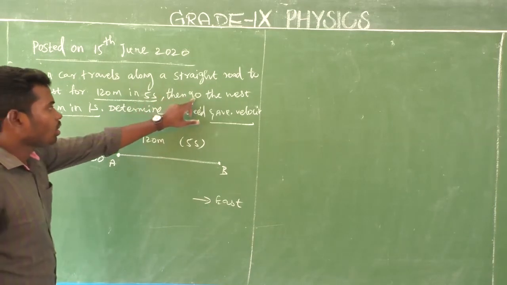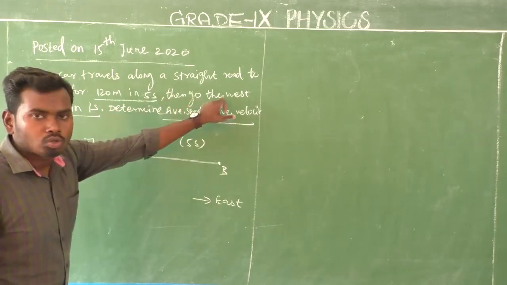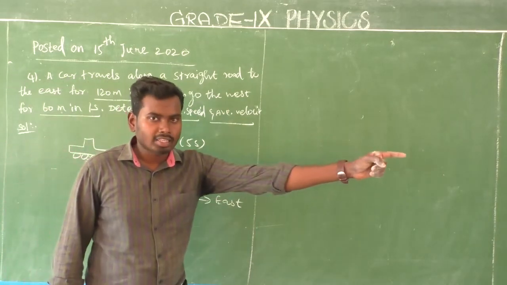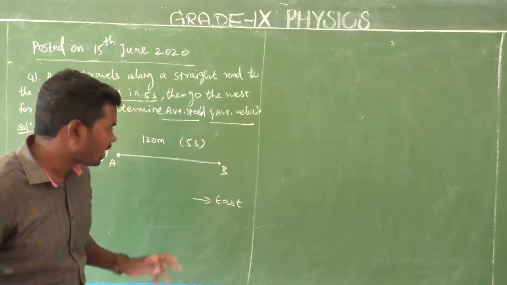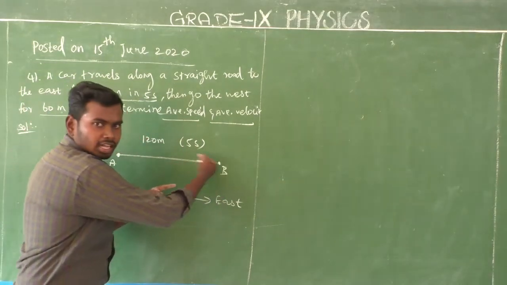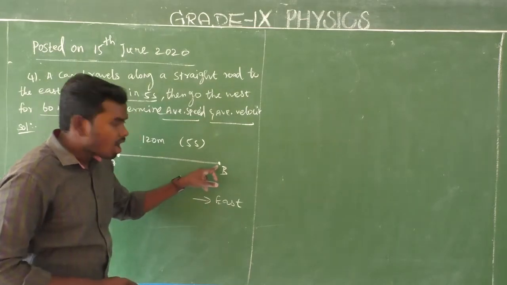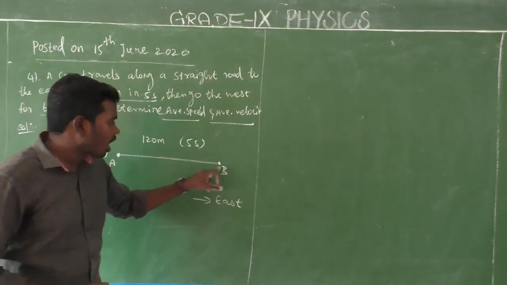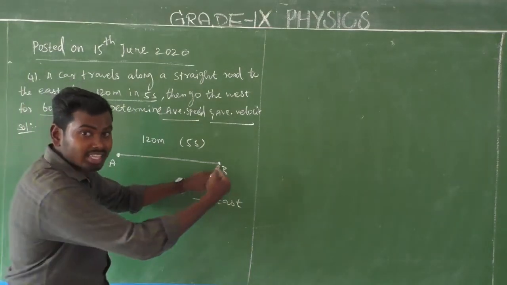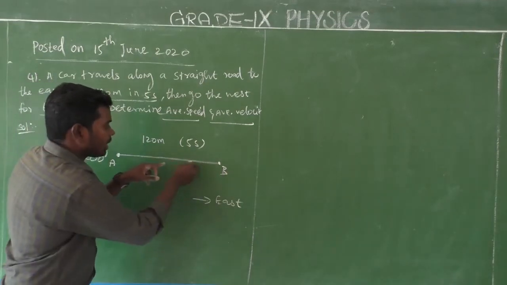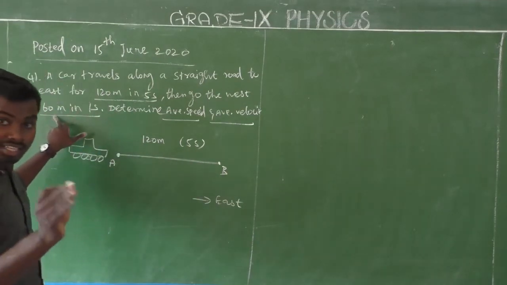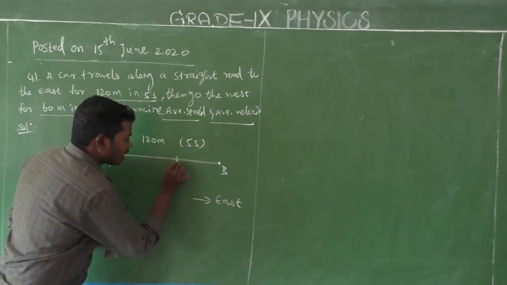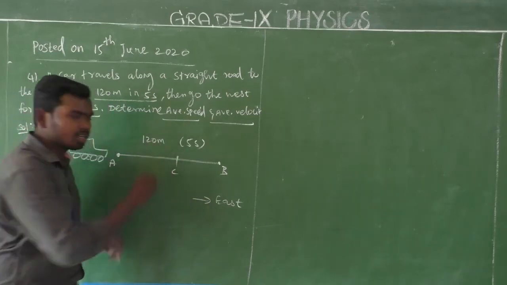Next one. Then goes to the west for 60 meters. So this is east direction. Opposite to east direction, that is west. So the car again moves along the same path. Is it clear? Don't get confused. Here the car again moves back along the same path. Here the car covers just 60 meters in 1 second. So the car comes to position C. Consider this is position C.